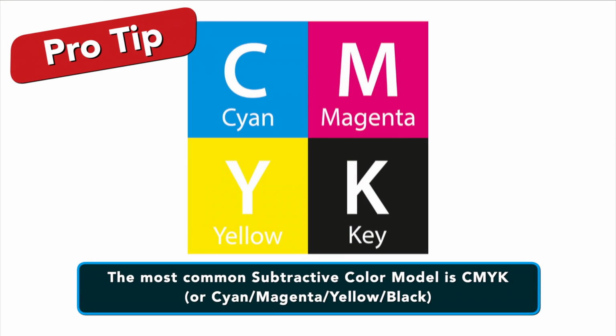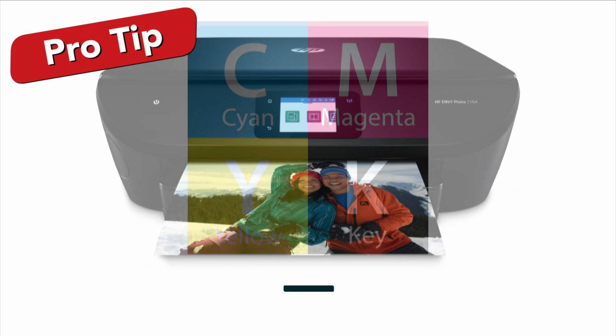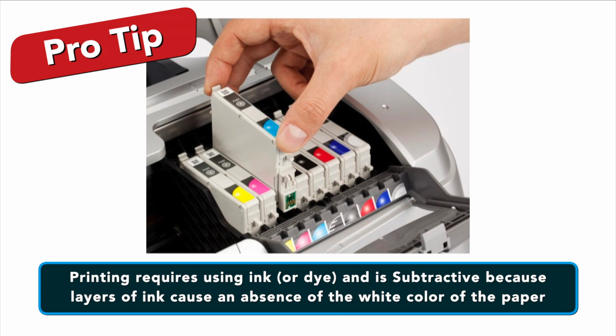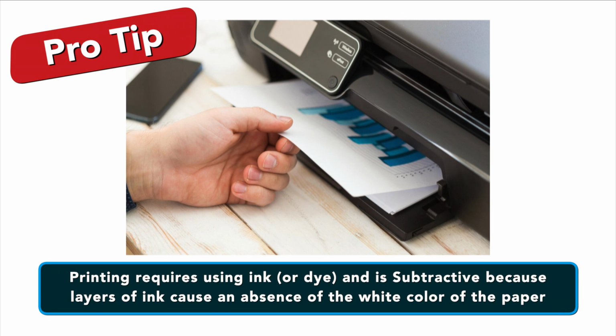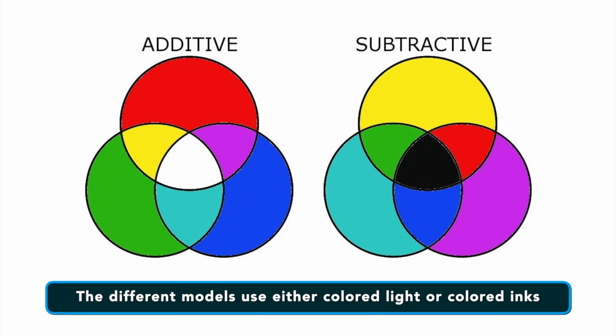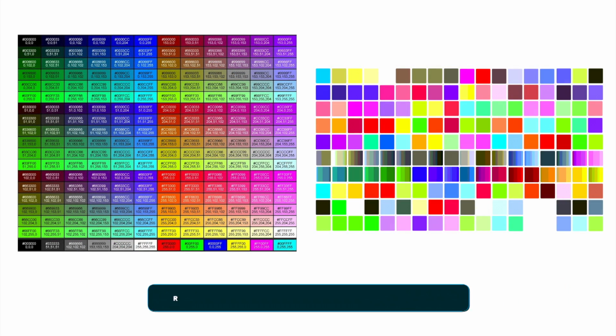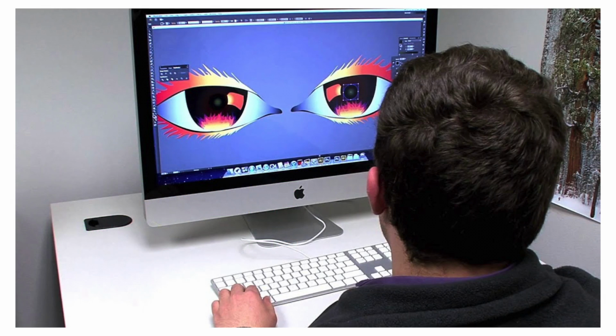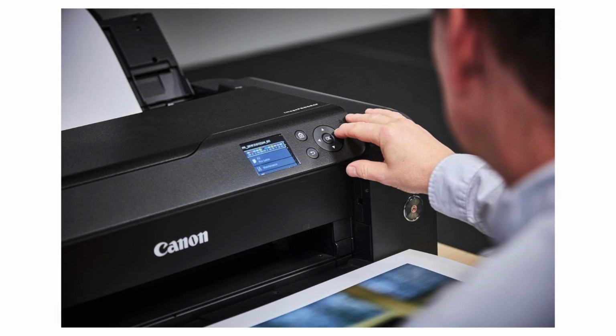The most common subtractive color model is CMYK, or cyan, magenta, yellow, and black. It is used to create color in the printing process, which requires using ink or dye, and is subtractive because layers of ink cause an absence of the white color of the paper. The different models use either colored light or colored inks. RGB can produce more colors than CMYK. So, how does a designer create a graphic on a computer and make it look the same when it's printed?